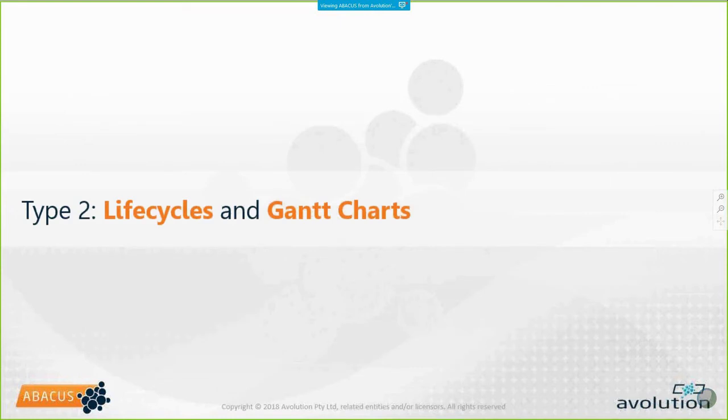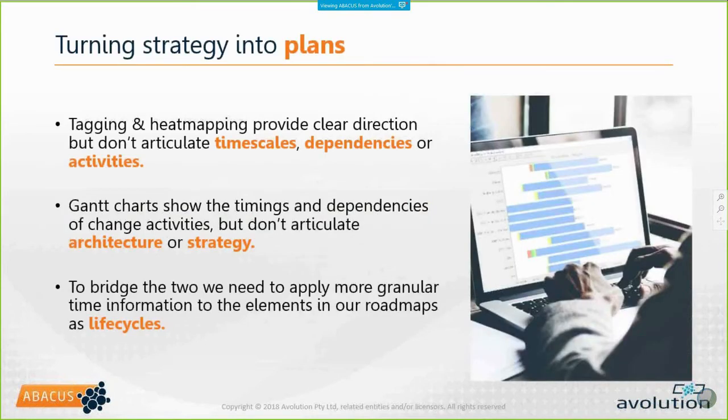The next main category we have are lifecycle and Gantt chart type roadmaps. So this is where fundamentally we're bringing in a view of time. What those heat maps don't do is give us a view of when things are happening. They show us fundamentally what we like and what we don't like, but they don't say, okay, this application is going to be with us for another 2 years or 3 years.